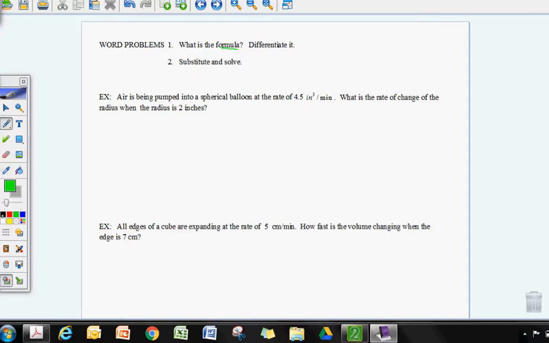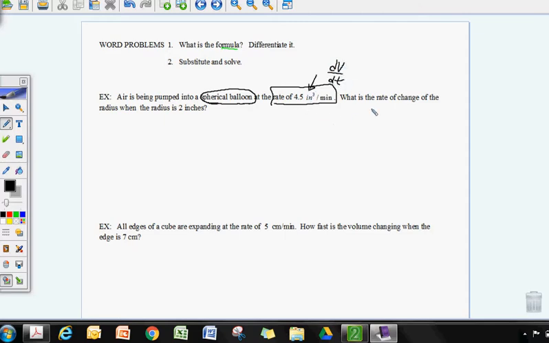Okay, I'm getting tired of green, so let's change colors. So, air is being pumped into a spherical balloon. Okay, so now you need to think of all your formulas that go with that. At a rate of this, it has inches cubed in it. The cubed inches means volume, so that is my dV/dt.